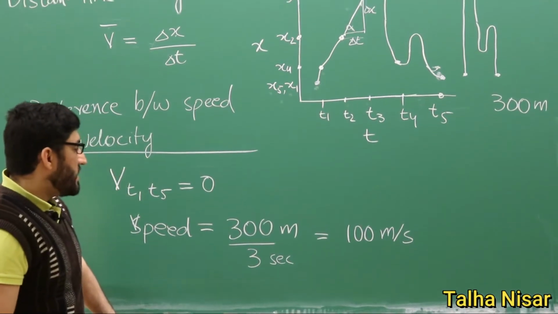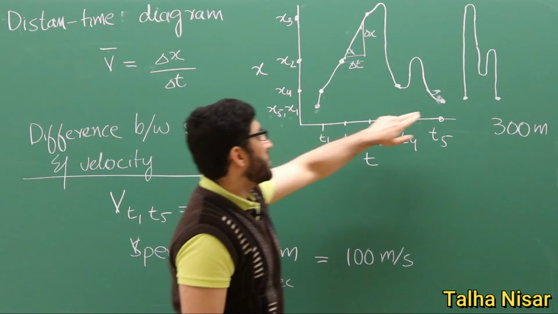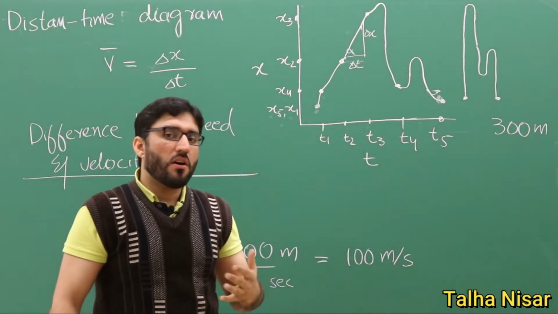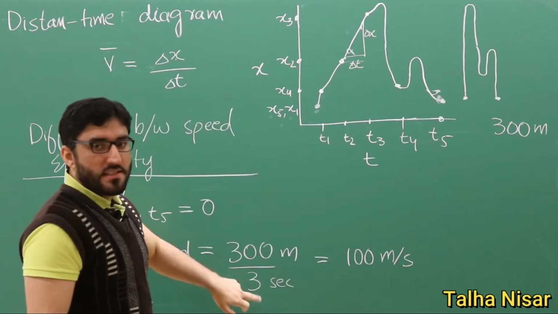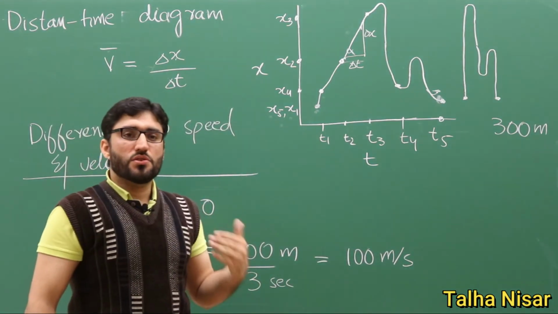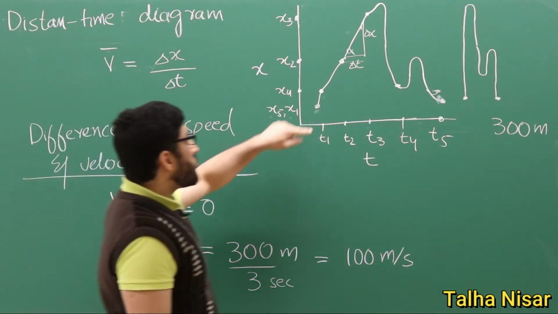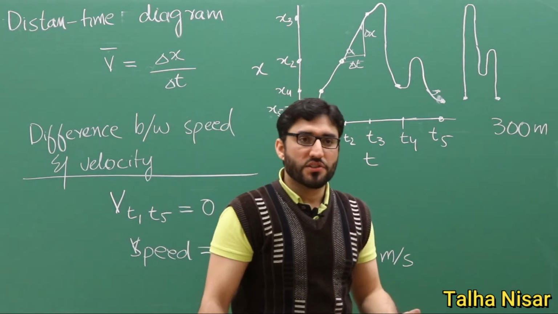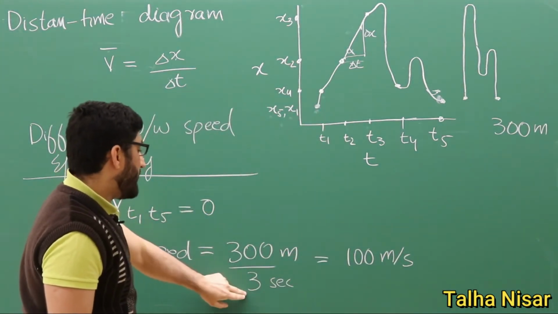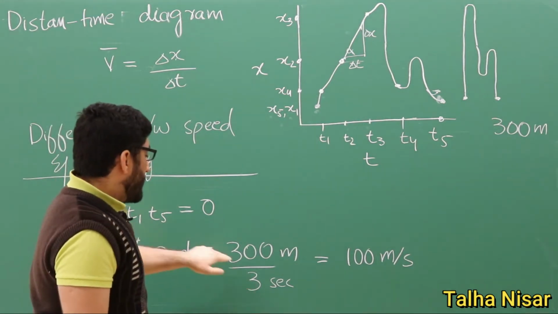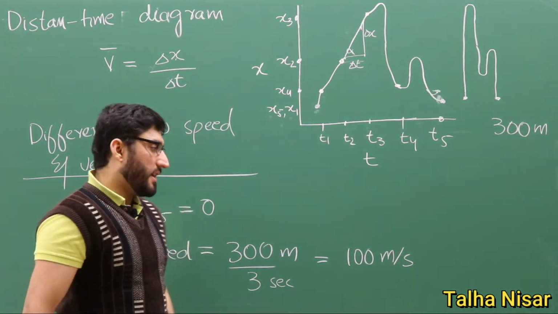So what we see here is that the velocity between x(t1) here and x(t2) here is 0 because the displacement is 0. Although the time it covers is 3 seconds, since the displacement is 0, the velocity is 0. But the speed is the total distance, which is not a vector, covered in the total time. So it is 300 meters by 3 seconds, so the speed is 100 meters per second.